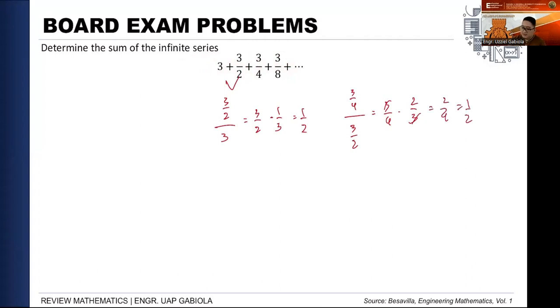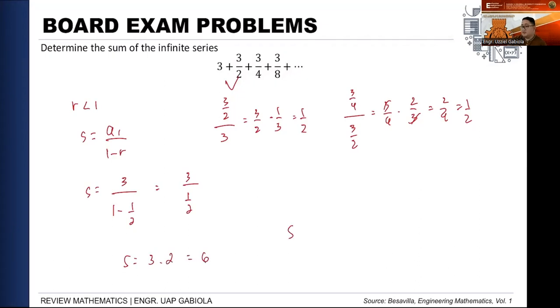Okay, so since r natin is less than 1, again s is equals to a1 over 1 minus r. So s natin is equivalent to 3 over 1 minus 1/2. So 3 over 1/2 or s natin is equals to 3 times 2 or 6. So s natin will be equals to 6. Ito yung final answer natin for this problem. So madali lang naman sa infinite geometric progression.